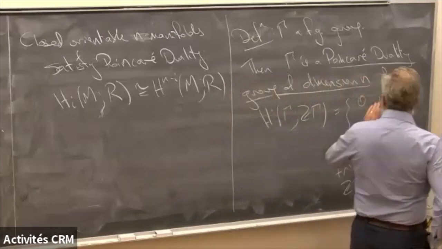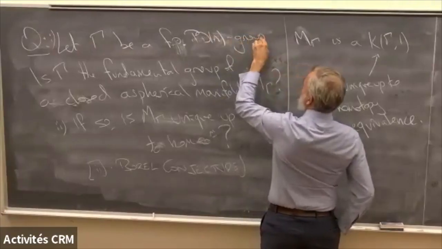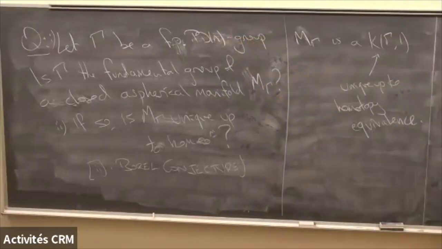And I'm going to abbreviate this to PDn. And the n is picked out, just like the n is picked out here, the n is picked out here as well. And what is true is that fundamental groups of closed aspherical manifolds satisfy this. So we should have some examples after our definition.